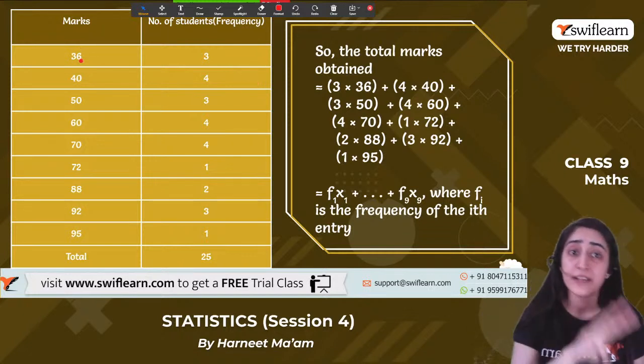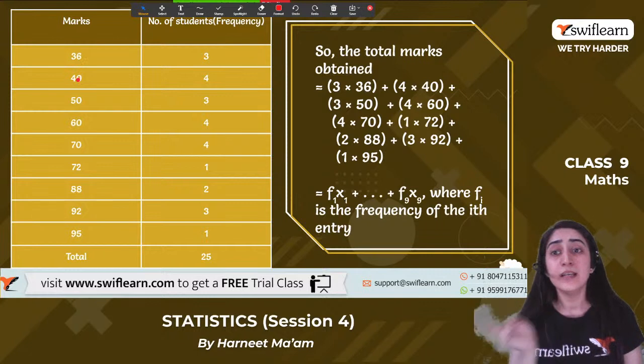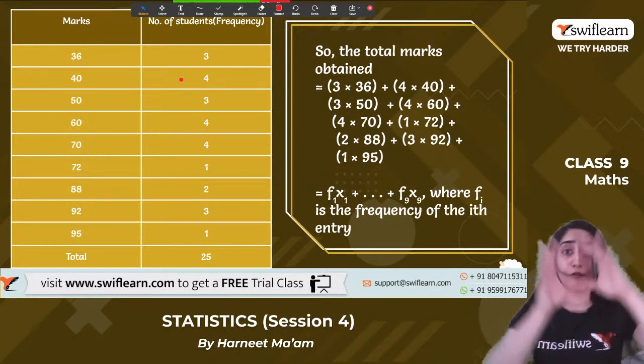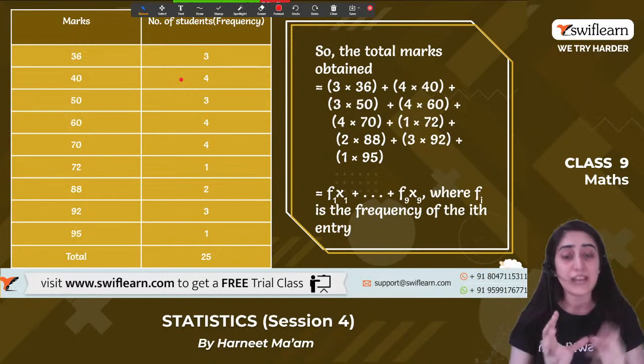Now, a frequency table बना दिया, so I will multiply with their corresponding frequency. Like 36 3 times repeat करा तो उससे multiply कर देते हैं. 40 4 times repeat करा इसलिए 4 से multiply कर देते हैं. And later on जब वो सब multiplications कर ली, then we will add.